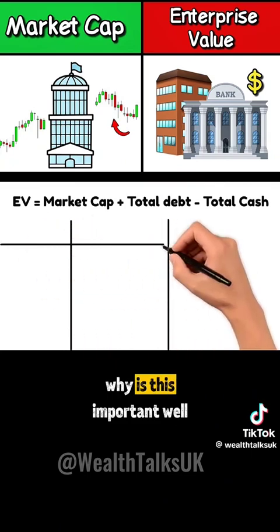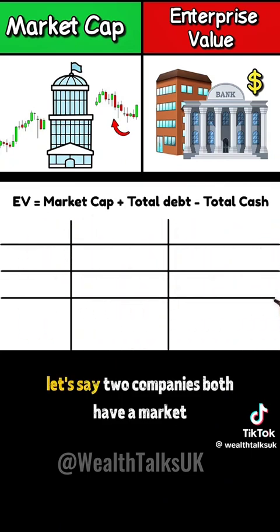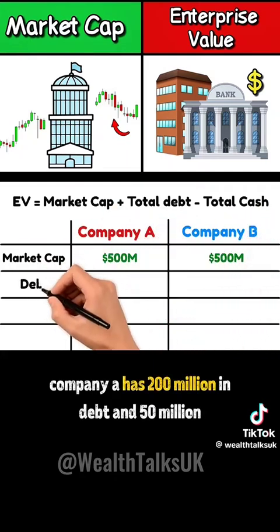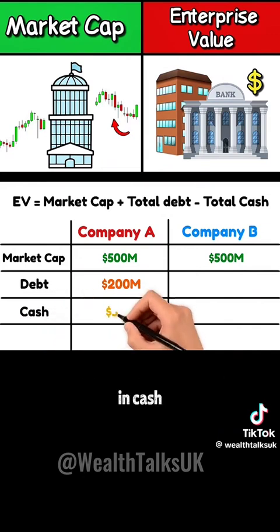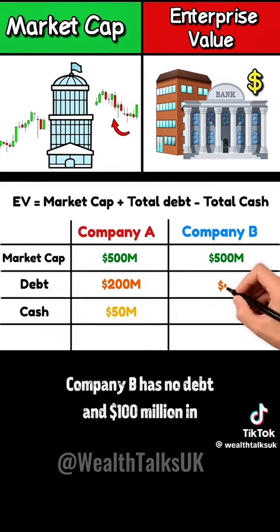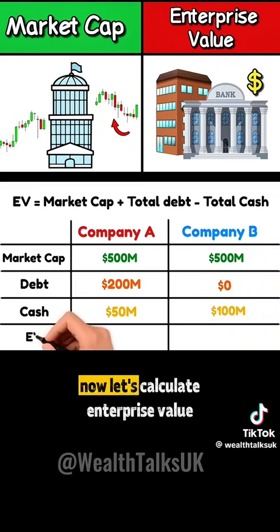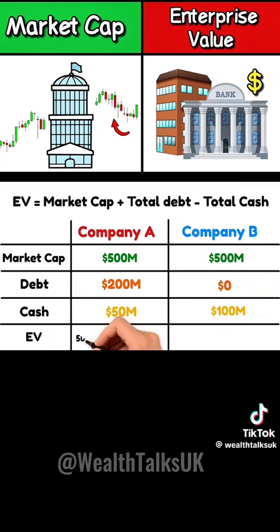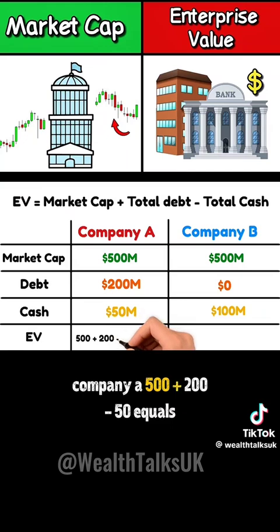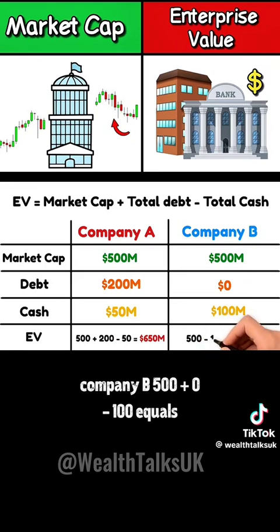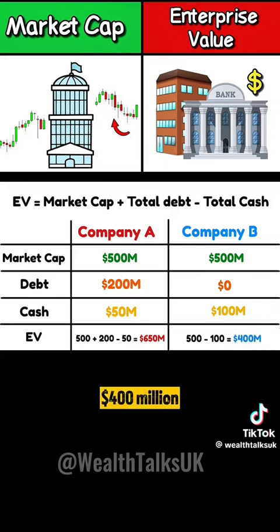Why is this important? Well, let's say two companies both have a market cap of $500 million. Company A has $200 million in debt and $50 million in cash. Company B has no debt and $100 million in cash. Now let's calculate enterprise value. Company A: 500 plus 200 minus 50 equals $650 million. Company B: 500 plus 0 minus 100 equals $400 million.